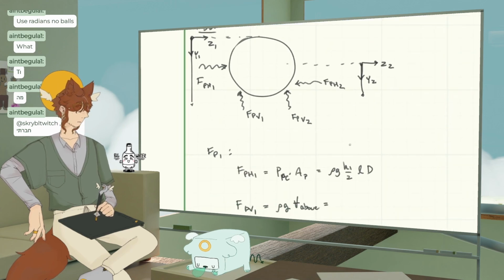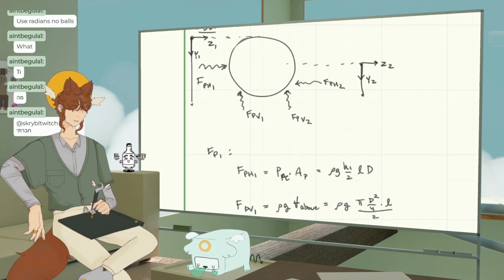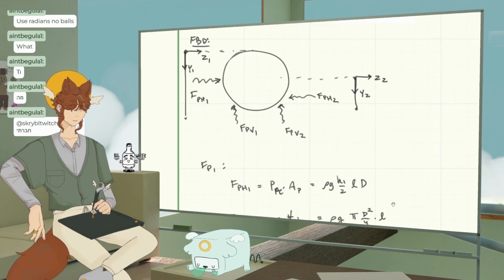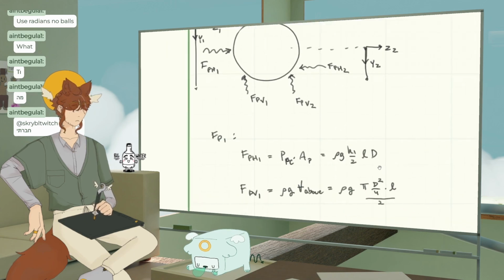So this will be rho G volume of the sphere. So pi d over 2, or I guess d squared over 4 times L over 2. Sick, awesome, so cool.